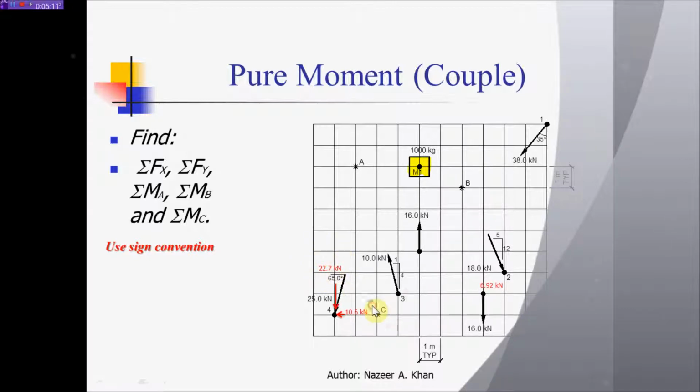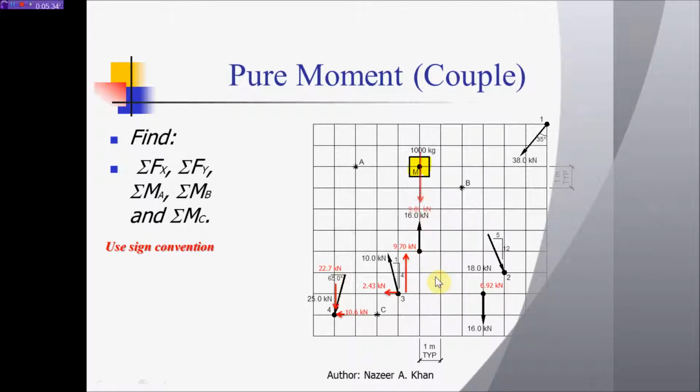Okay, let's go and resolve the second one. And as you could see, this one is going up and to the left. So we have the horizontal component going to the left and the vertical component going up. I'm going to resolve that. It becomes, for the horizontal, 2.43 kilonewtons, and for the vertical, 9.70 kilonewtons.